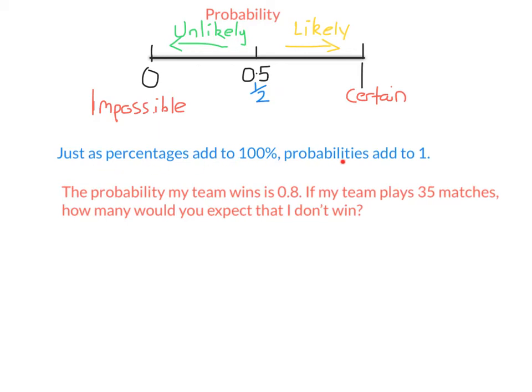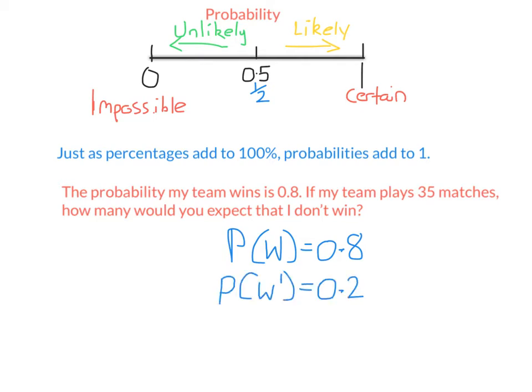So just as percentages add to 100%, probabilities add to 1. Like if you had a test and you answered 80% of questions correctly, that means 20% of your answers were incorrect. So the same is true in this question. So the probability my team wins is 0.8. So I'm just going to write it like this. So this means probability of winning is 0.8. That means the probability that my team doesn't win is equal to 0.2. So this dash here means not. So probability win is 0.8, probability not winning is 0.2.